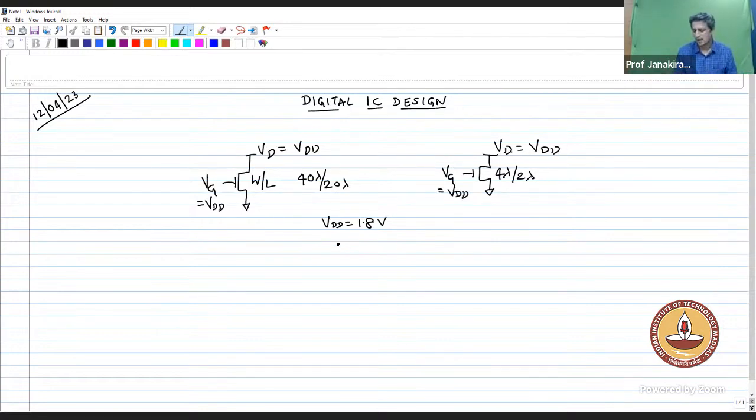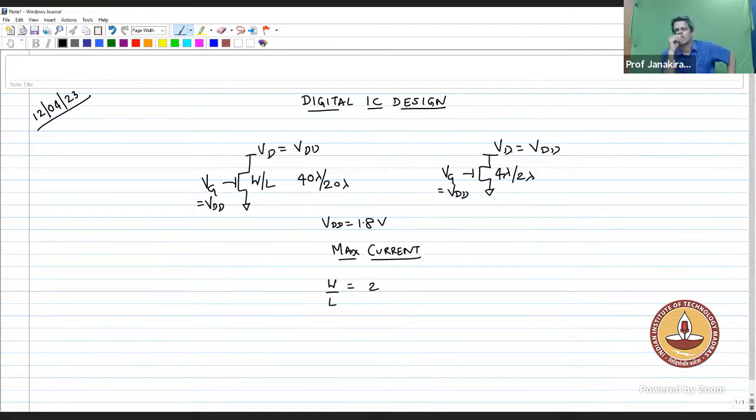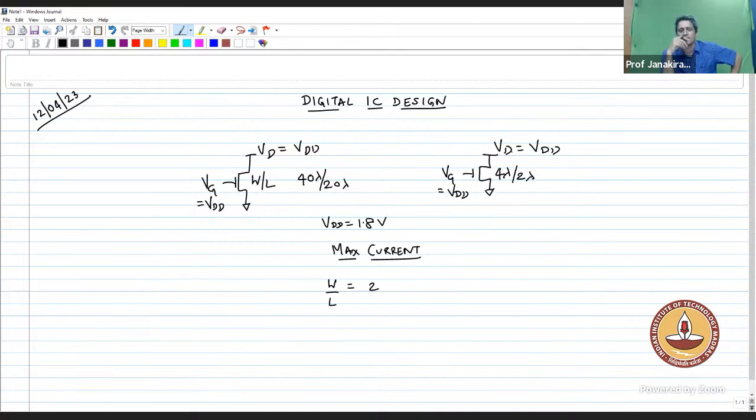Correct? Now, what is the max current in the two cases? You see that W by L is 2 in both, no? Yes, sir. So, in which transistor will the current be higher? First one, sir. Why? Because W width is more here. No, no, but W by L, see the current expression.